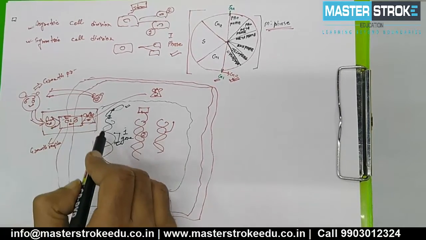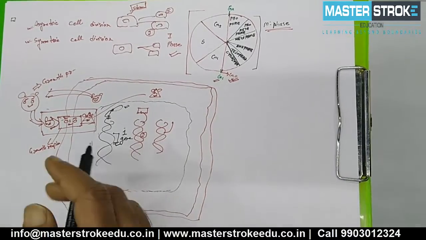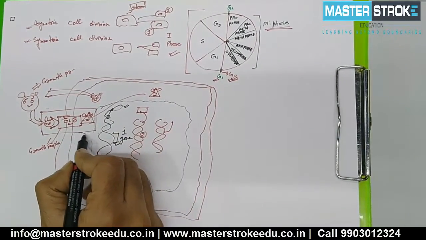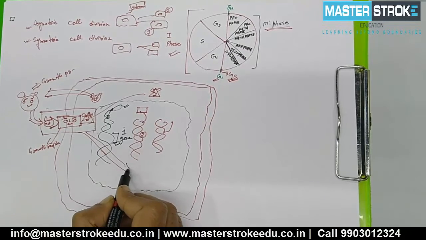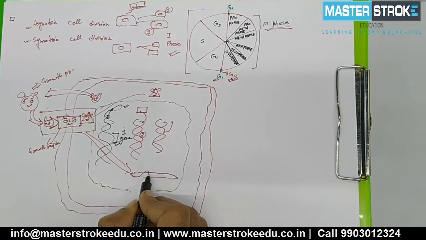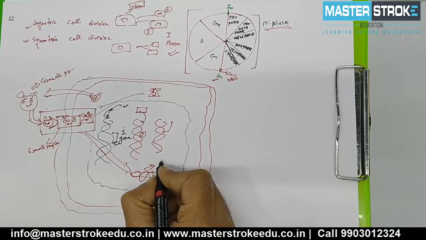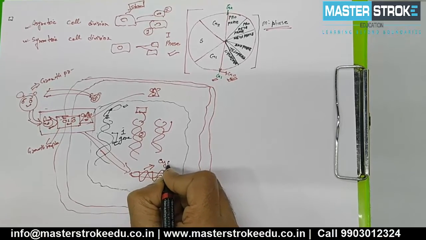Actually this complex is responsible for mediating the signal transduction process, and this signal transduction process sends a signal and activates another DNA or gene that is responsible for producing a protein known as cyclin.